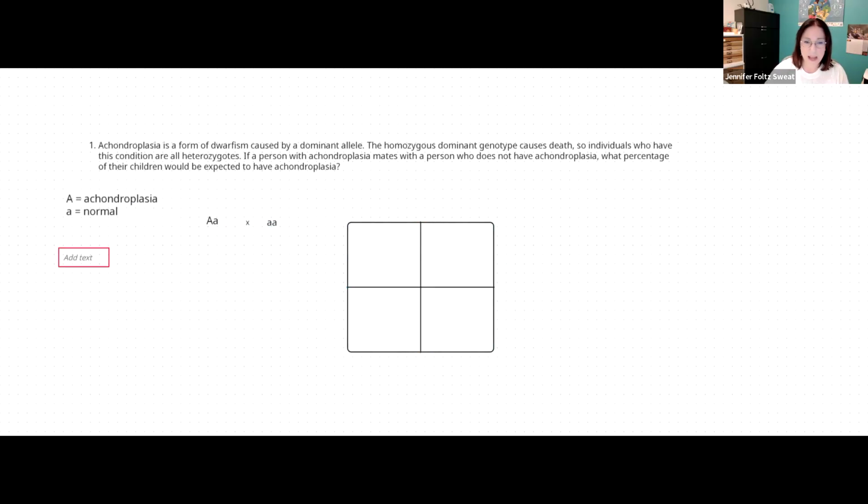All right, so we have big A. I always write the dominant allele first, and that's just for consistency. It just keeps you from making errors. Then we have little a. Okay, so that's my first individual. Good, thank you, Savannah. And then I have little a and little a.